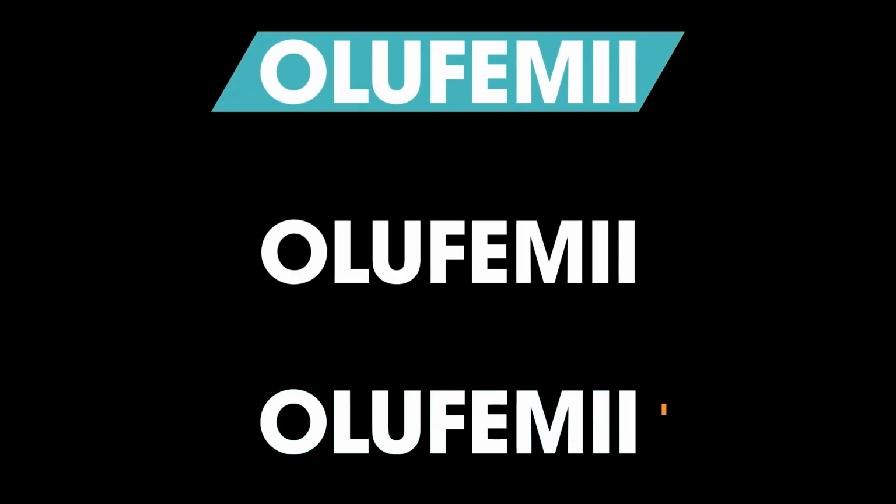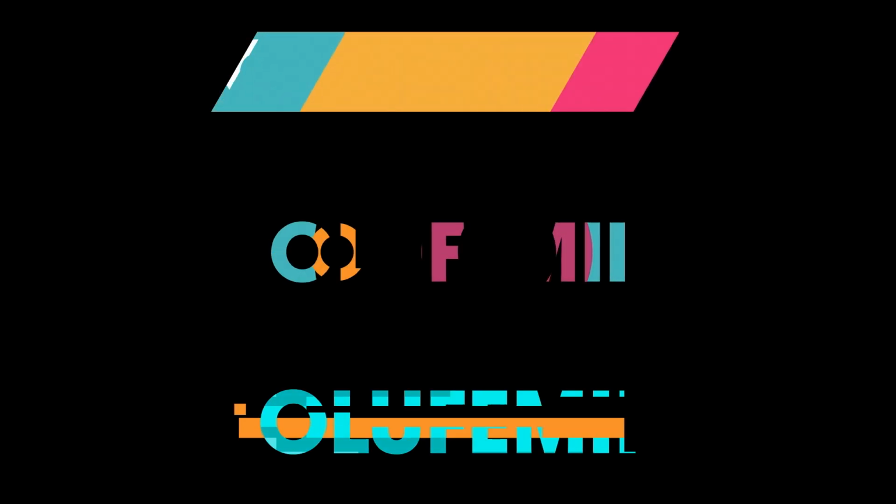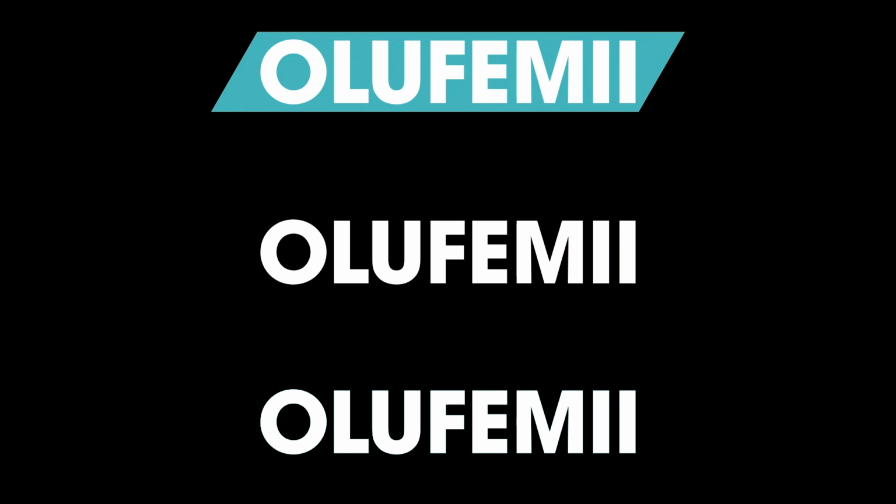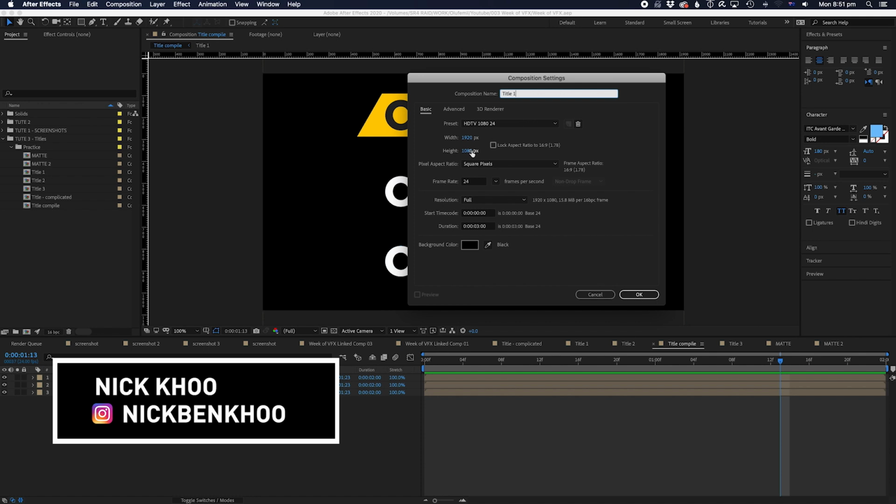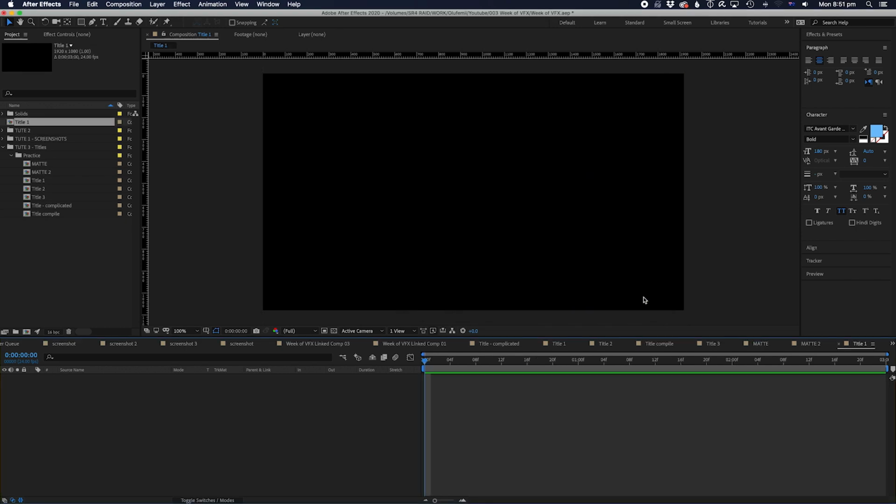Thanks, Josh. We've got a lot to cover today. We've got titles three ways. So let's get going. First, we're going to create a new comp. Let's make it 1920 by 1080 at 24 frames a second, and we'll make it 3 seconds.